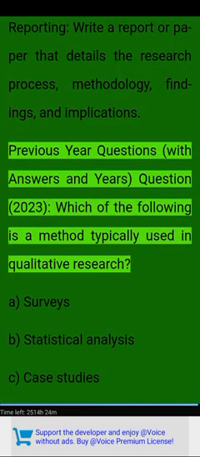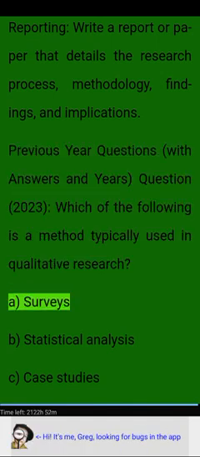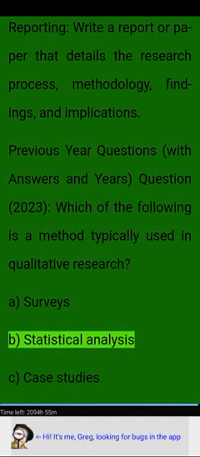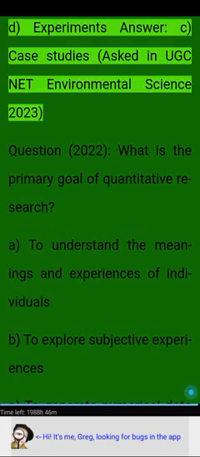Question 2023. Which of the following is a method typically used in qualitative research? A. Surveys. B. Statistical analysis. C. Case studies. D. Experiments. Answer. C. Case studies, asked in UGC NET Environmental Science 2023.